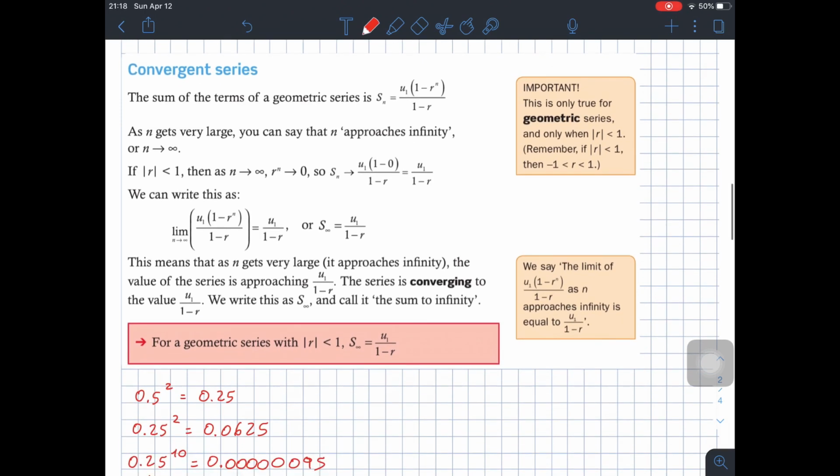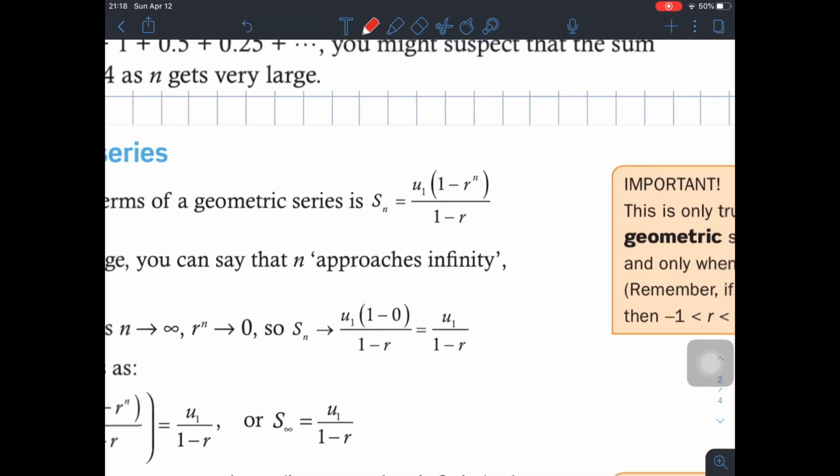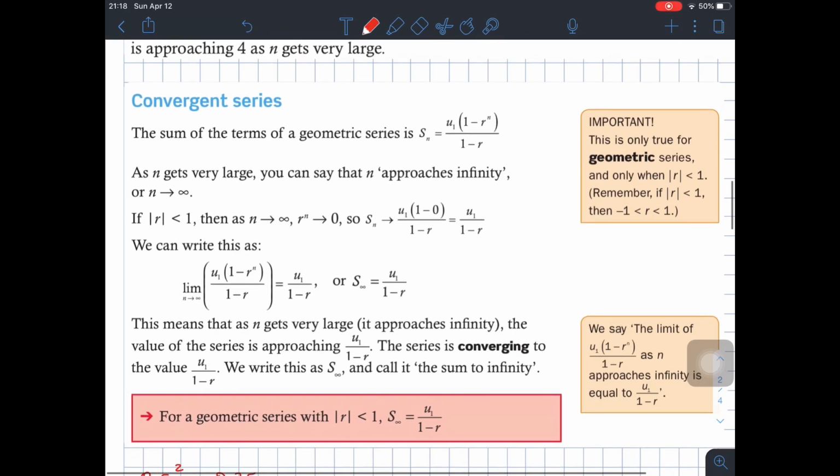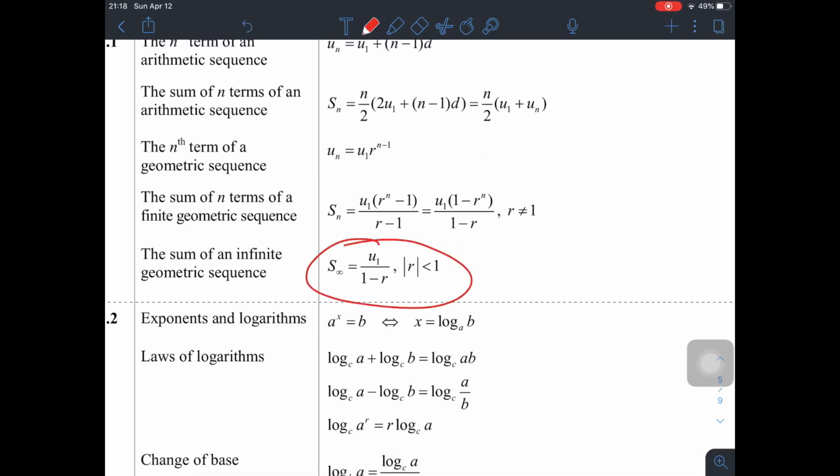Okay, then it says convergent series. The sum of terms of a geometric series, if you recall this from the previous classes, we write it this way, using this formula. And this is the demonstration of this last formula, which we need to see, okay? Which is the sum of infinite terms of a convergent geometric sequence. We're gonna see where this formula comes from. You see, it's very simple and easy.